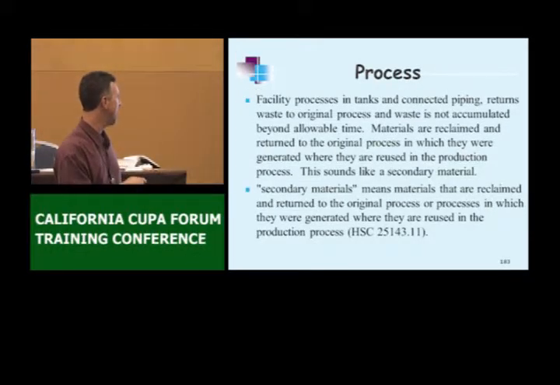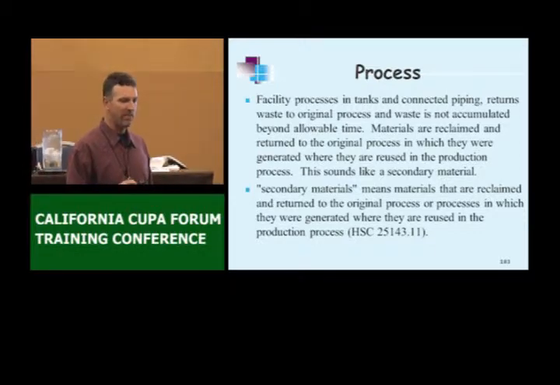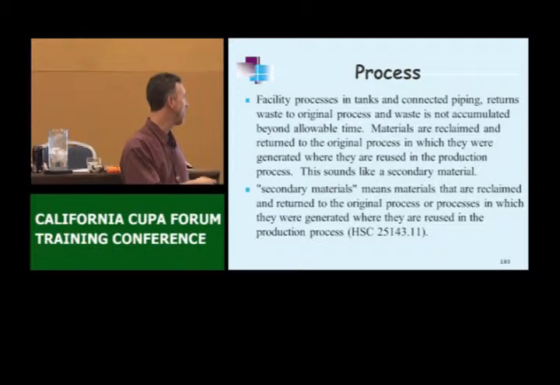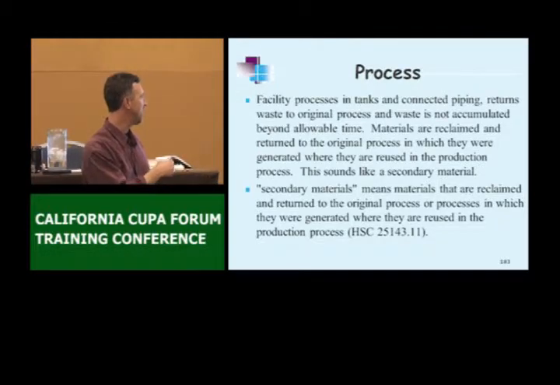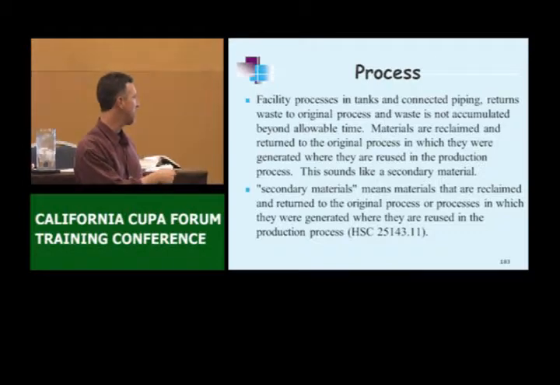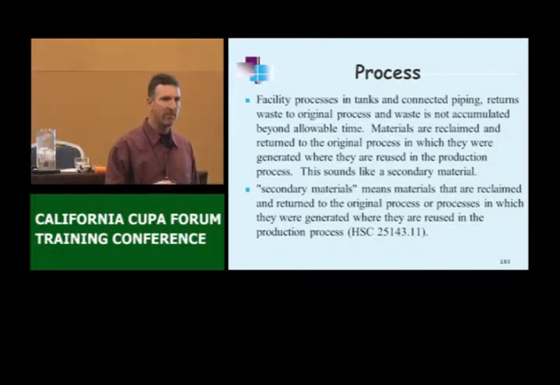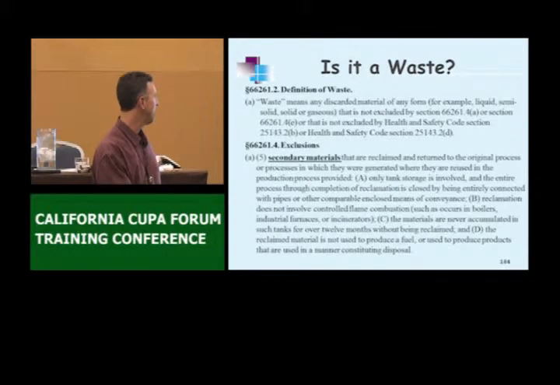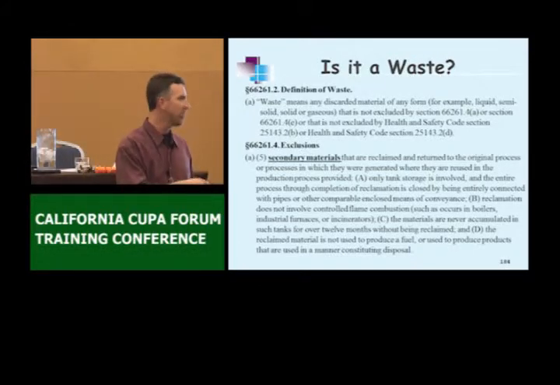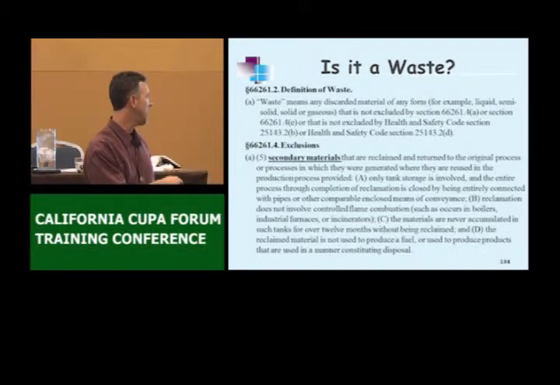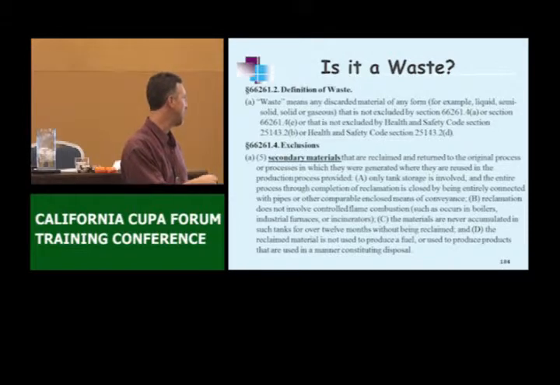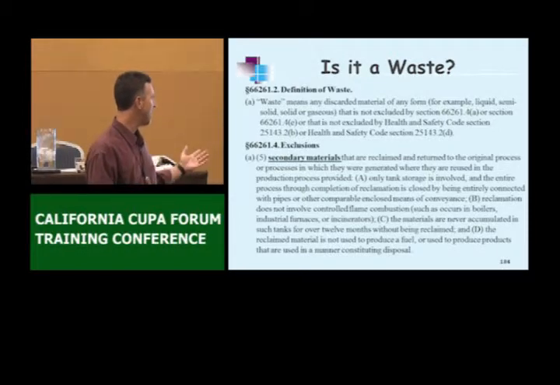Again, something to keep in mind, there are other exclusions in addition to the ERM provision. So if they have a facility process and it's entirely connected, reclaimed and returned to the process, all these types of materials are defined as secondary materials. And the reason I brought that up is because there are exclusions for secondary materials. So if they could meet this, it is excluded. It is not a waste. The problem is that in your normal situation, they're not going to be an entirely closed system connected with pipes or other comparable means. I think this could get them out of all the waste requirements.